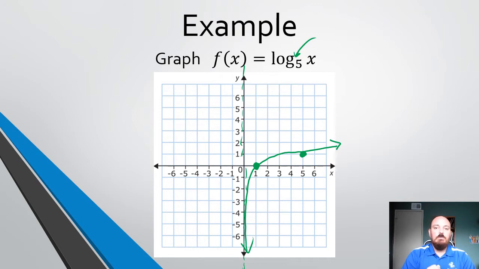So make sure you remember the key difference is the asymptote. If you remember the asymptote, everything else kind of comes together. Every exponential graph, no matter what, has a horizontal asymptote. Every log graph, no matter what, has a vertical asymptote. As long as you remember that, the rest of it is usually pretty easy to do.